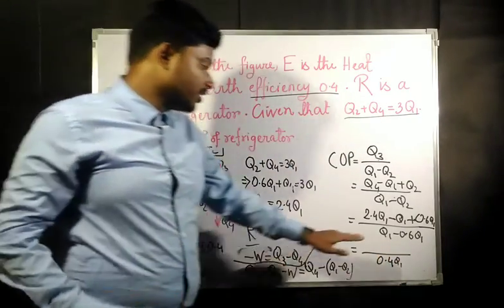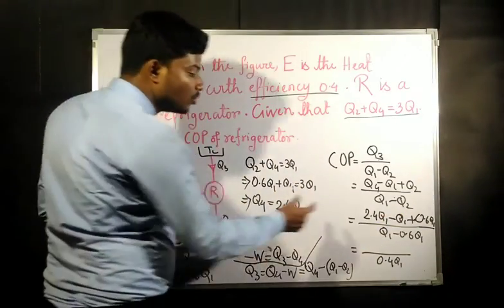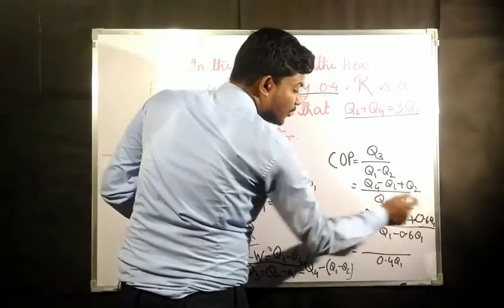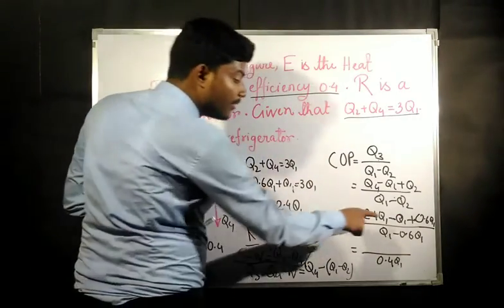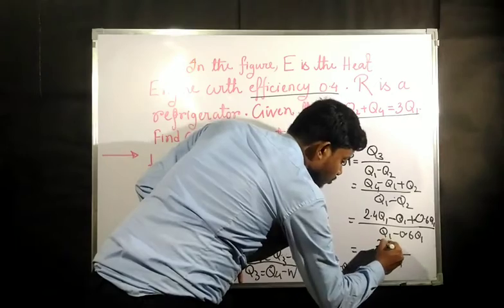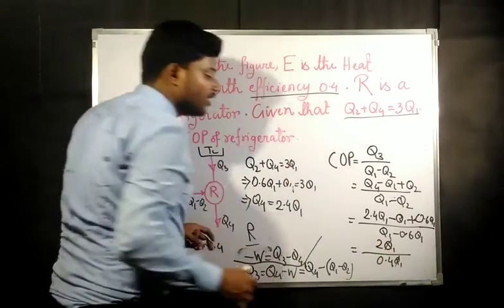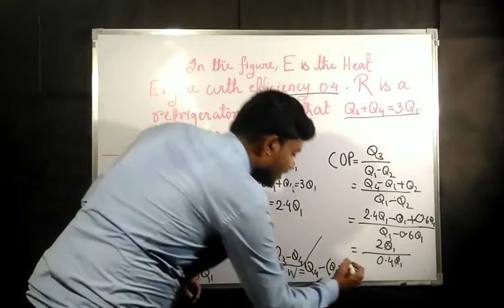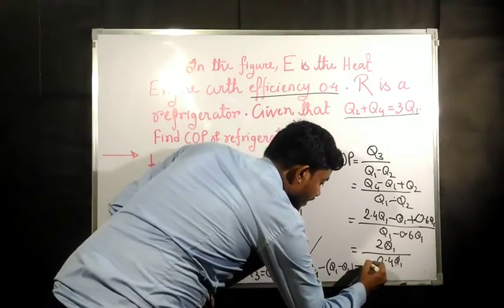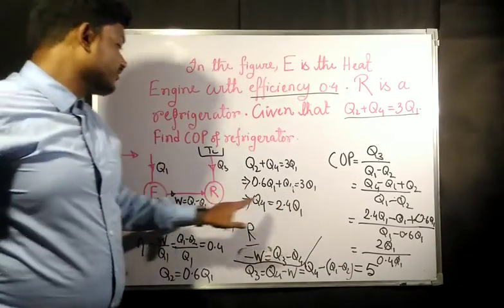Okay, in the denominator it will be 0.4 Q1, and in the numerator, what is it going to be? 2.4 plus 0.6 is going to give you 3 Q1 minus 1 Q1. That is 3 minus 1, it is going to give you 2 Q1. Okay, so Q1 and Q1 are going to get cancelled. So the final answer you are getting is 5. Okay, so this is going to be the COP of the refrigerator.